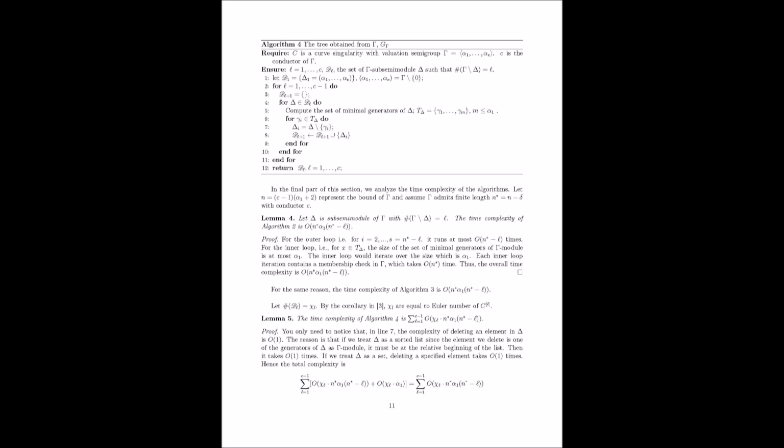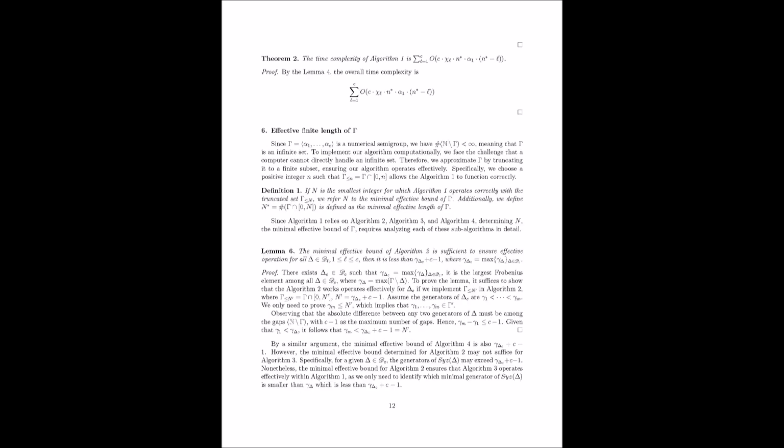Gotcha. But before we delve into those details, Barbara, let's unpack them. You mentioned this idea of a minimal effective bound. What is that exactly, and why is it so important for the algorithm? It's a crucial aspect for ensuring the algorithm's practicality. Remember, the valuation semigroup is, in principle, infinite. But computers don't do well with infinity. So the algorithm works with a truncated version of the semigroup, considering only elements up to a certain bound.